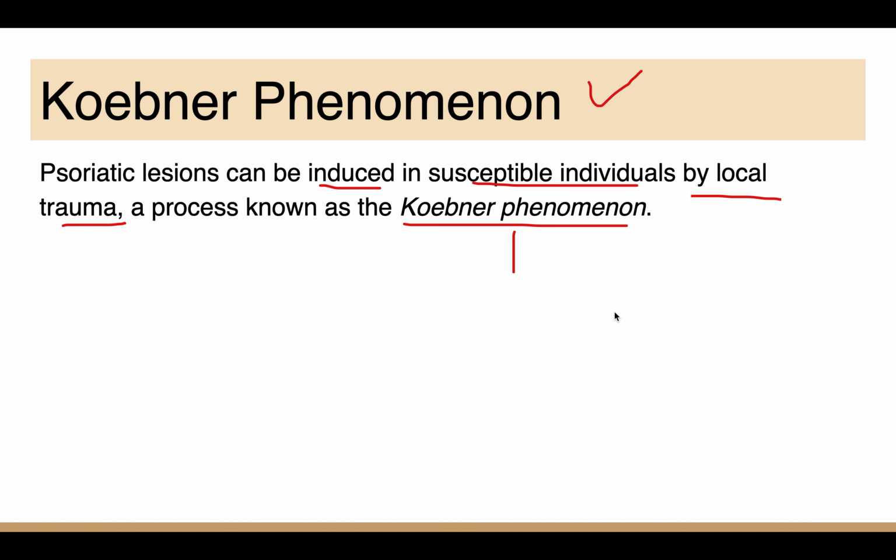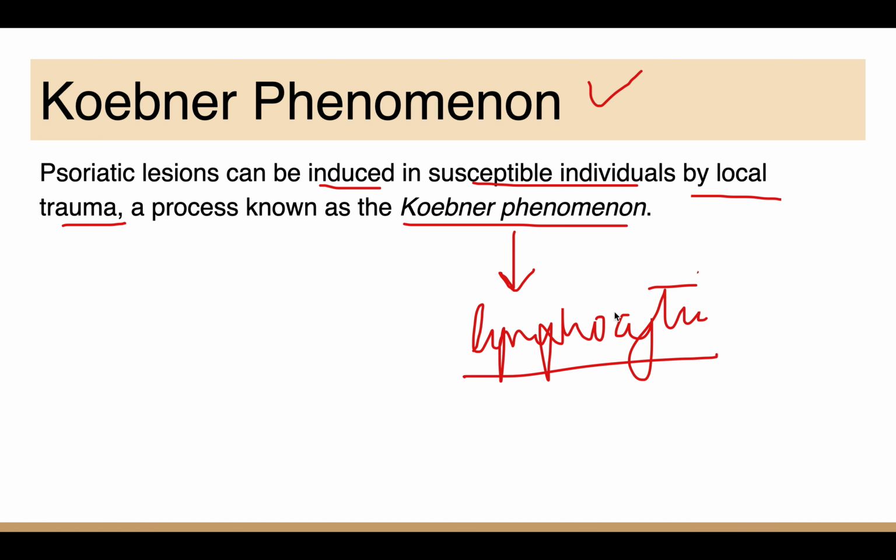Now this phenomenon also helps us in pathogenesis. This tells us that it has a lymphocytic part. Whenever there is scratching, the lymphocytes get activated, there is a cytokine storm happening, and this is lesion leading to lesion.